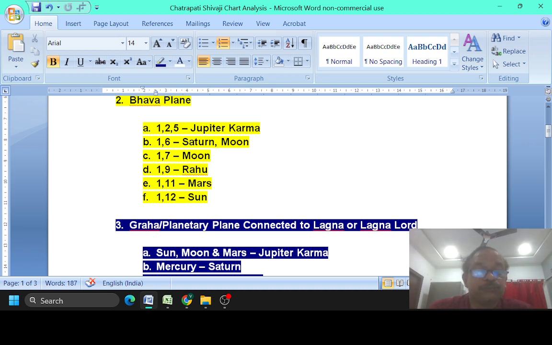And supposing the Lagna lord has a connection with the seventh lord, then the person will have Moon karma, because Libra carries Moon karma. In the Kalpa zodiac, the seventh house Libra carries Moon karma, because Libra is a place where Venus has its Mool Trikon sign.